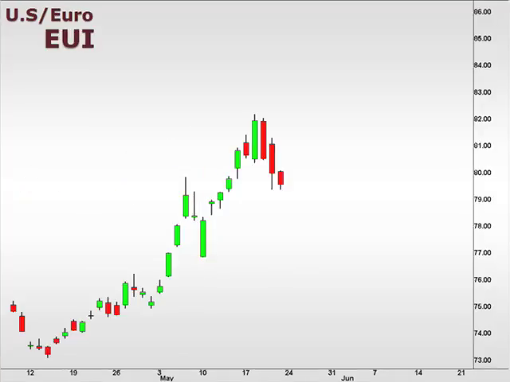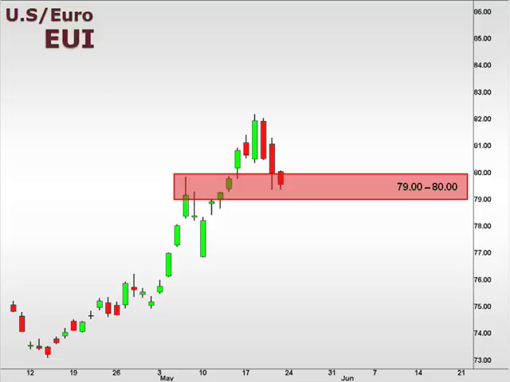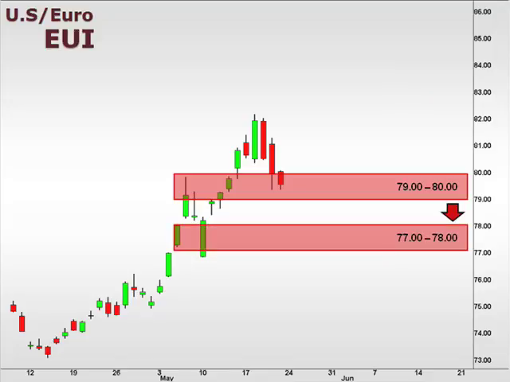Next up, the EUI, the US dollar versus the euro. Well, the EUI slipped lower last week to test a near-term support within the 79.80 focal zone. Support here is likely to yield a continuation higher for the US dollar against the euro, which would have us targeting this 83.84 box. Failure to hold 79.80 will likely result in the pair sliding lower into the 77.78 zone.